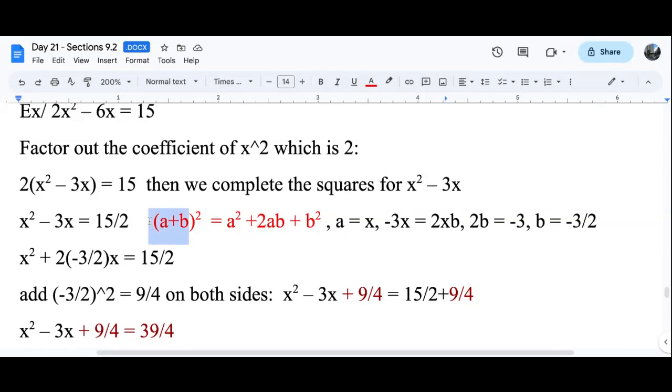Everything in completing squares comes from this perfect square formula, okay? So that's why, once I figure out my 2b, my b, so b is negative 3 over 2, I add b squared to make a perfect square. If I have this 3, that gives me a plus b squared. Does it make sense?